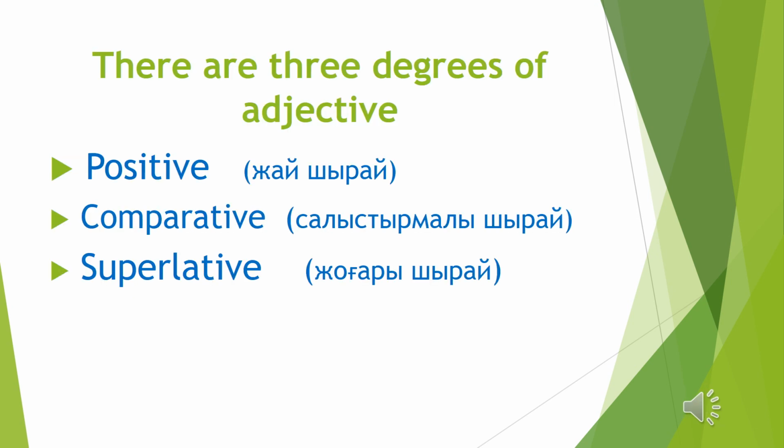Adjectives are used to describe, identify, modify, or quantify nouns or pronouns. Adjectives have 3 degrees that compare one thing to another. The 3 degrees of adjectives are positive, comparative, and superlative.